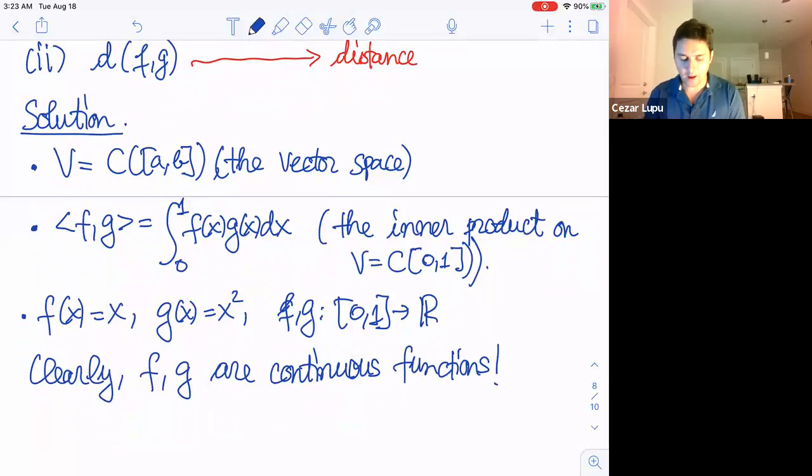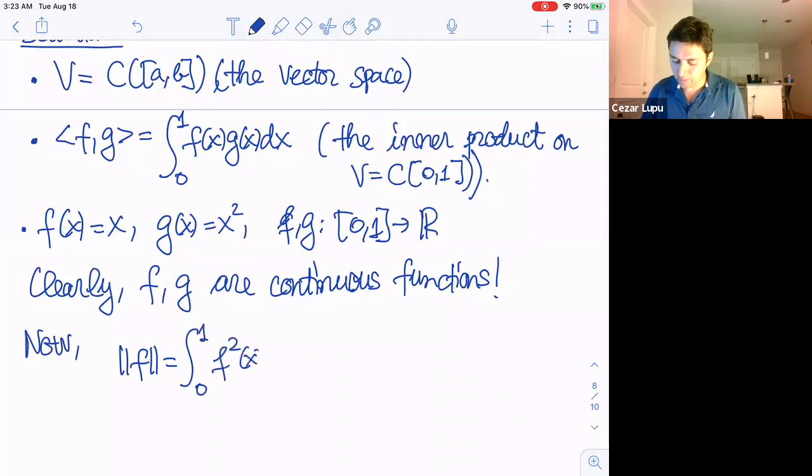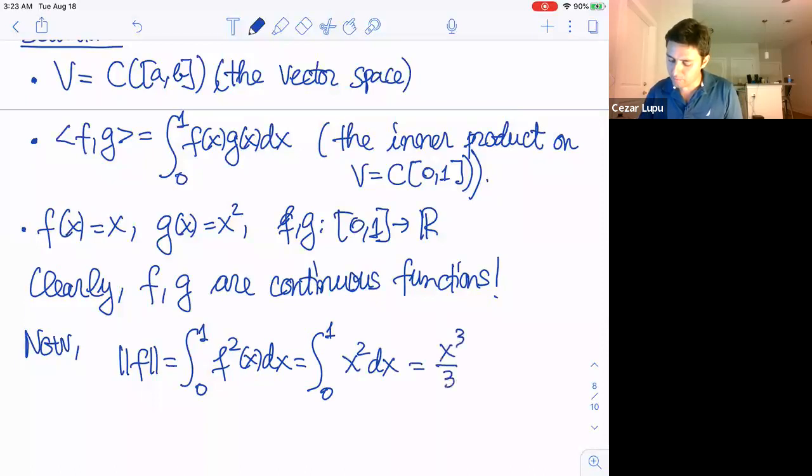Now we need to compute the length of f, or the norm of f, which is nothing else than the integral from 0 to 1 of f squared of x dx. Since f of x is x, this is the integral from 0 to 1 of x squared dx, which is x cubed over 3 from 0 to 1, which is nothing else than 1/3. So the norm of f, or the length of f, is 1/3.